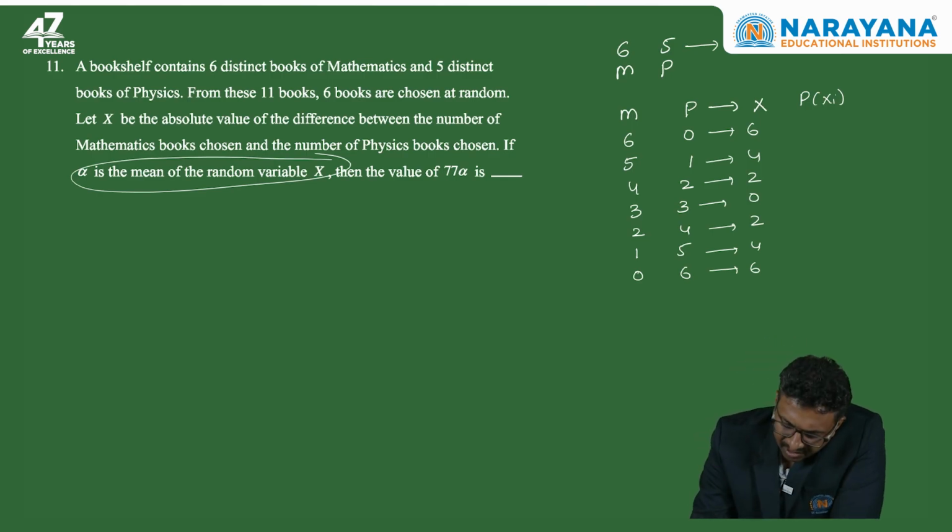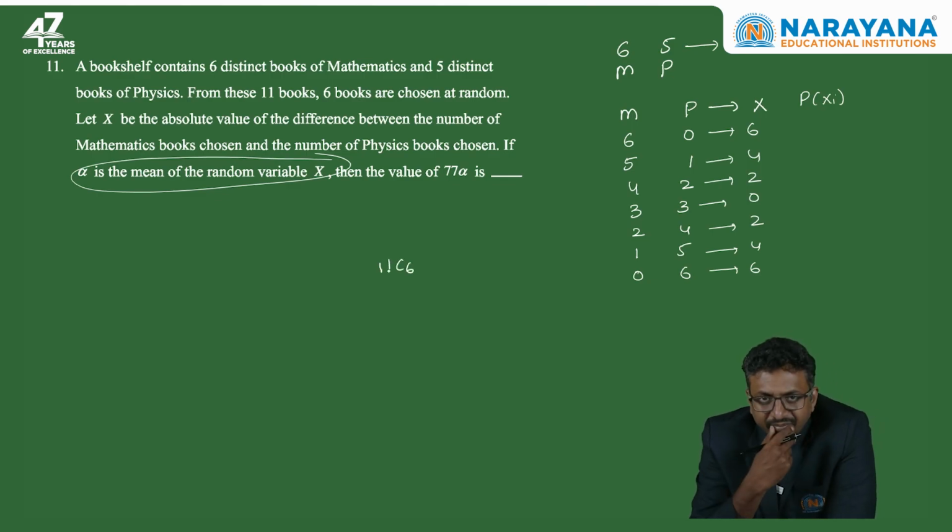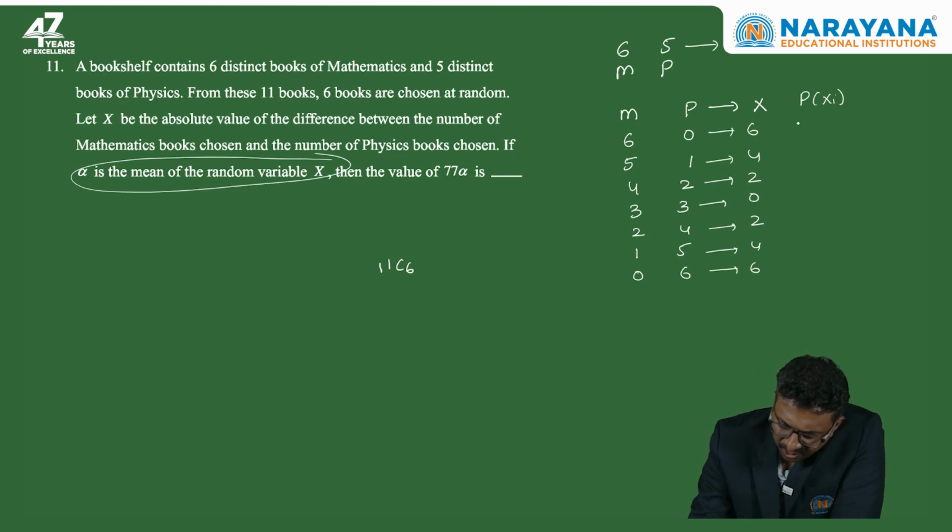Now, what are the denominators? Out of 11 books, you are choosing 6 books. So, the denominator is 11C6, right? Now, what is the numerator? I will just write the numerators. So, I want all 6 maths books.